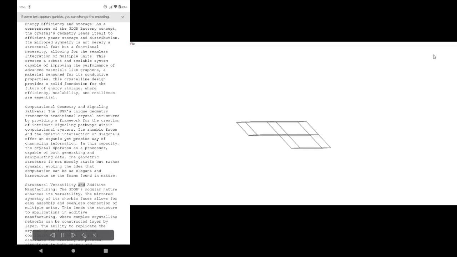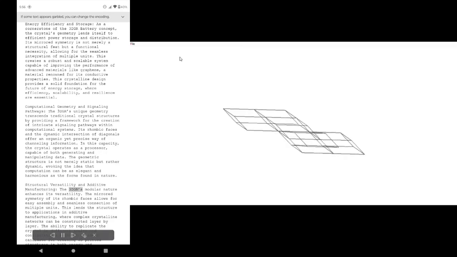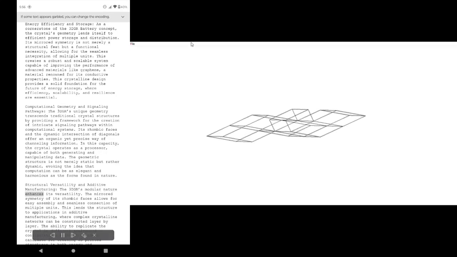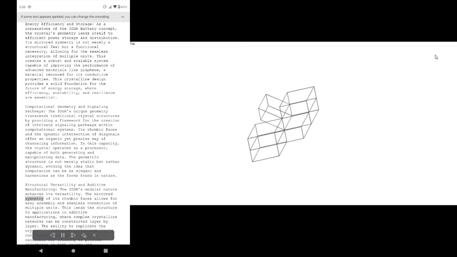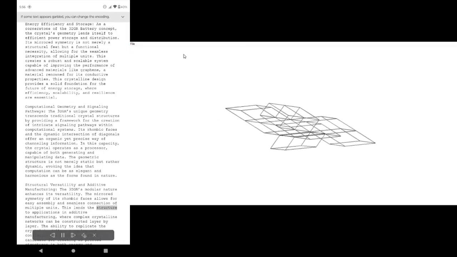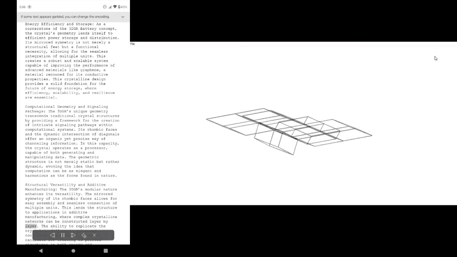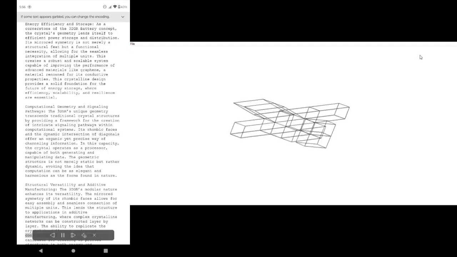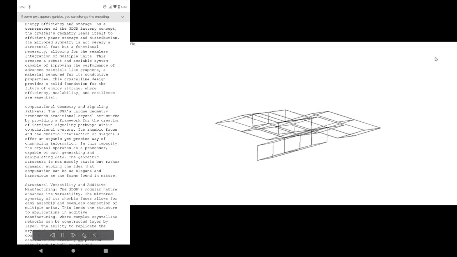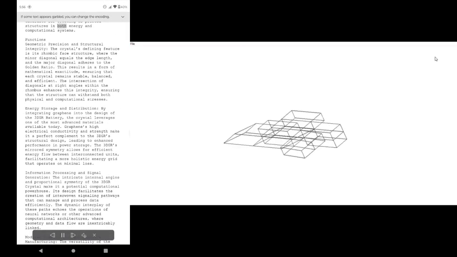Structural versatility and additive manufacturing. The 3DGR's modular nature enhances its versatility. The mirrored symmetry of its rhombic faces allows for easy assembly and seamless connection of multiple units. This lends the structure to applications in additive manufacturing, where complex crystalline networks can be constructed layer by layer. The ability to replicate the crystal in different scales and configurations makes it an ideal candidate for creating 3D printed structures in both energy and computational systems.